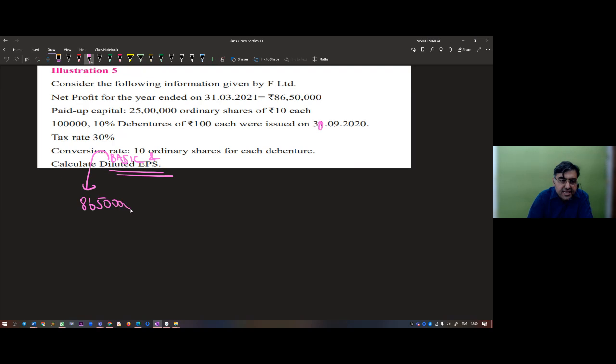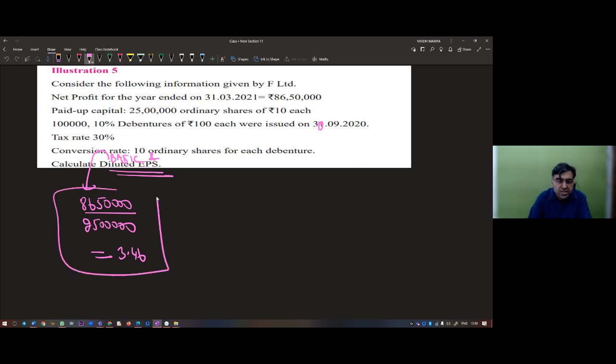8650 divided by 25 lakh shares. Answer is 3.46. Now diluted.